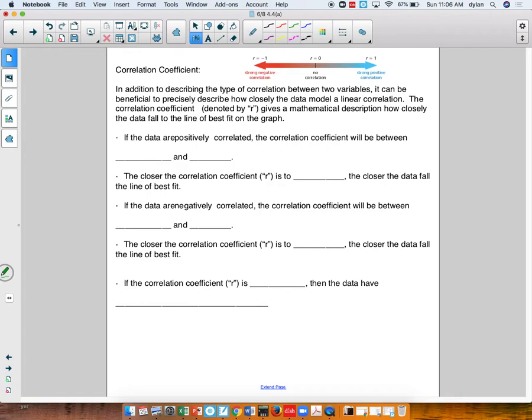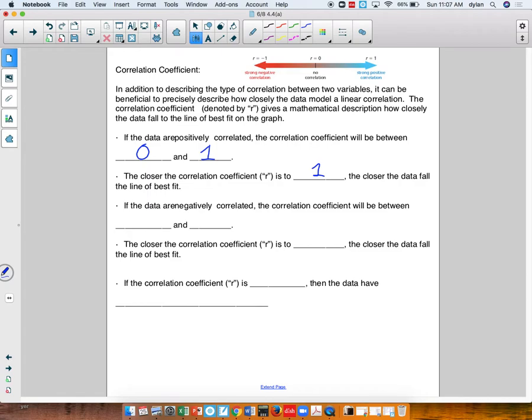So in other words, are the data very tightly packed around the line of best fit, or are they very spread out away from the line of best fit? If the data are positively correlated, the correlation coefficient is going to fall somewhere between 0 and 1. The closer the correlation coefficient is to 1, the closer the data fall to the line of best fit. So you might have a correlation coefficient like 0.98, which means that the data are a really good match for the line of best fit. Or you might have a correlation coefficient like 0.2, which means that the data are pretty spread out. They don't fit the line of best fit that well.